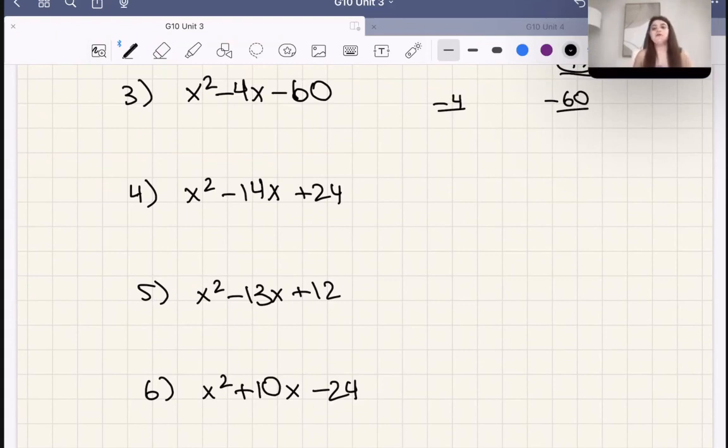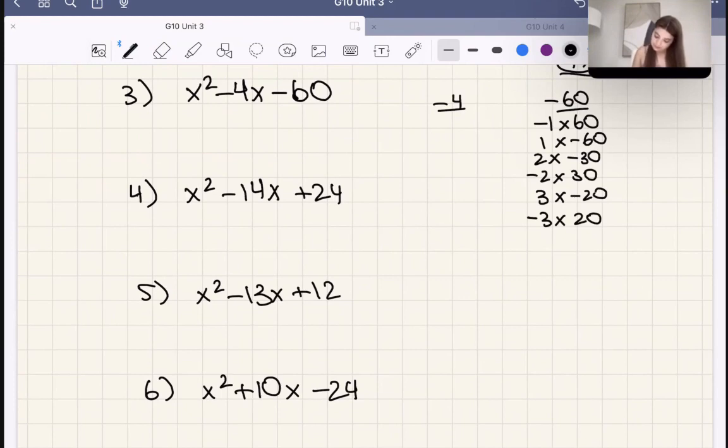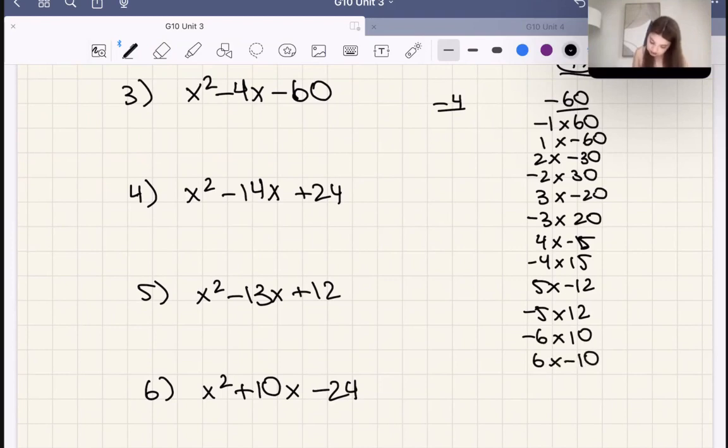Well, let's see. Negative 1 times 60 and 1 times negative 60. Let's see. 2 times negative 30 and negative 2 times 30. 3 times negative 20. Negative 3 times 20. What about 4? Yes, 4 times 15, or 4 times negative 15 rather. And then negative 4 times 15. Okay. And then what about 5? 5 times negative 12. Negative 5 times 12. 6. Negative 6 times 10. 6 times negative 10. And I think that's it.